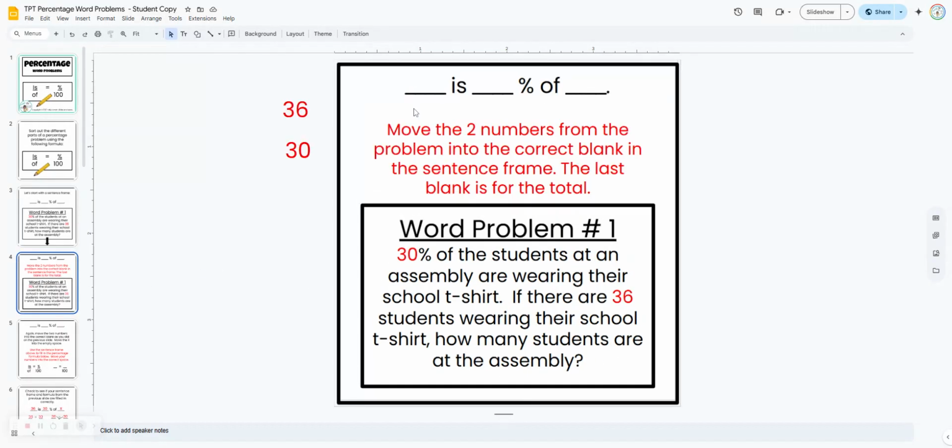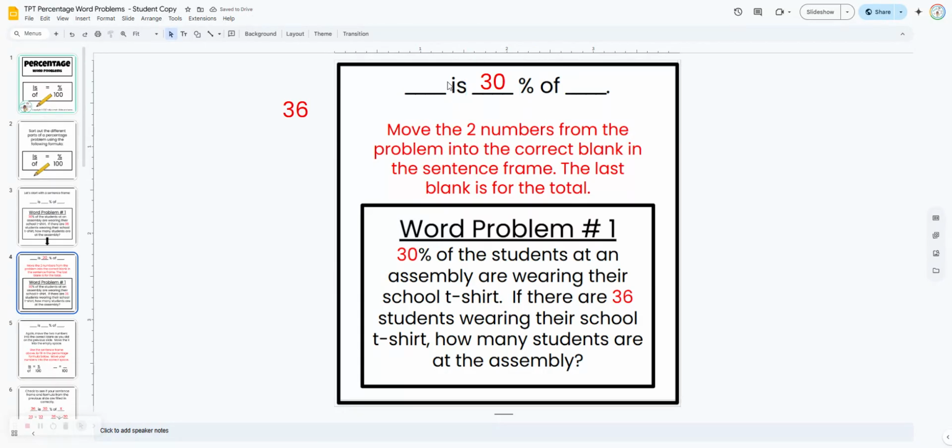Well, if we start with this sentence frame, we've got these two numbers we can move into place. And I show that the two numbers that we know are the percentage here and then the students wearing the t-shirt. On our sentence frame, the easiest thing to do first is to move the percentage into place. So we know it's 30%. So just click and hold on the edge of the text box here and they can move that into place.